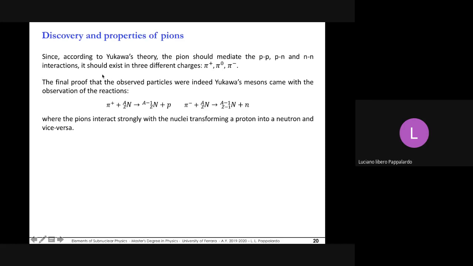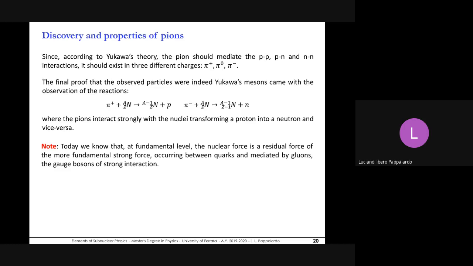And the final proof that the observed particles were indeed the Yukawa meson came with the observation of this nuclear reaction, okay, where we have an incoming pi plus or pi minus with the nucleus. And the pion interacts strongly now with the target nucleus, transforming a proton into a neutron and vice versa, okay? So, for instance, the final state nucleon has the same Z. So one neutron was expelled and transformed into a proton, and vice versa here, okay? And this, of course, is only possible if the pion is indeed strongly interacting. And so finally, this was proven to be the particle predicted by Yukawa, okay?